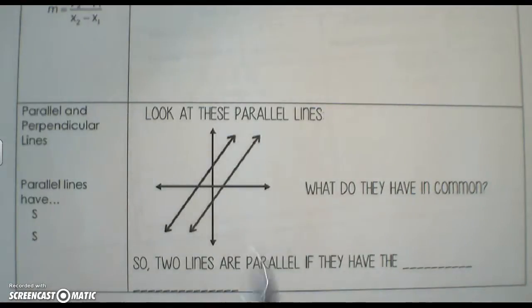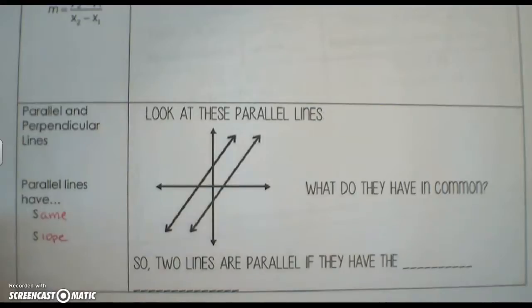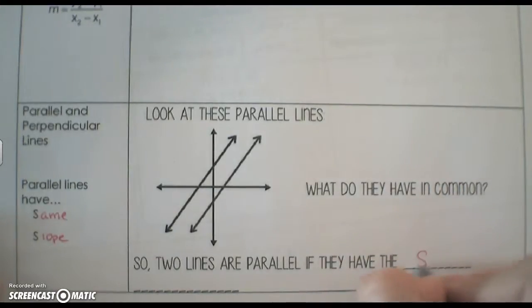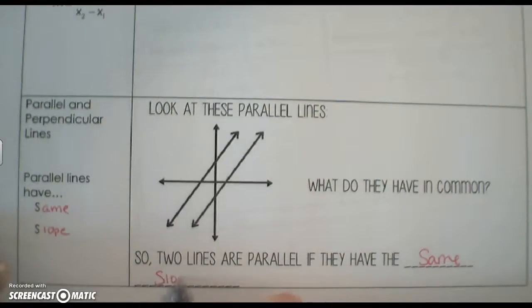So looking at these two lines are parallel lines. What do they have in common? Well, parallel lines have the same slope. So two lines are parallel if they have the same slope. So notice they're going up at that same rate and never ever touch. Okay, let's go ahead and flip to page 9 here.